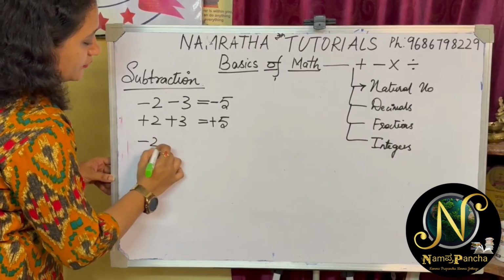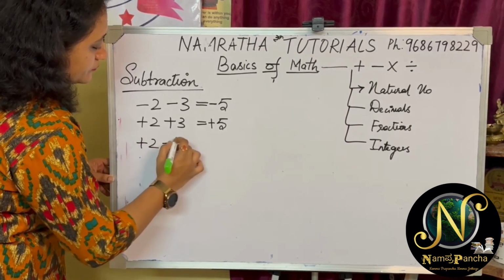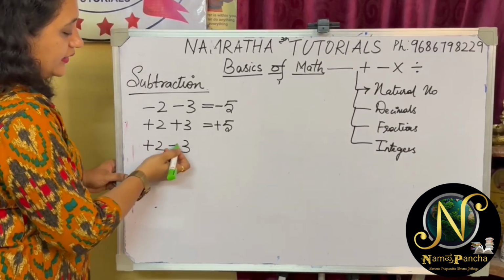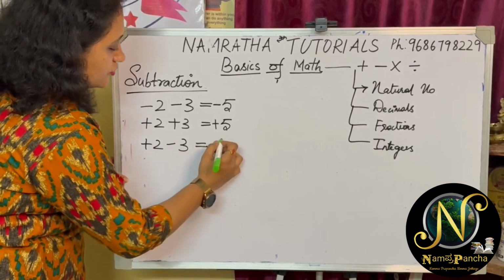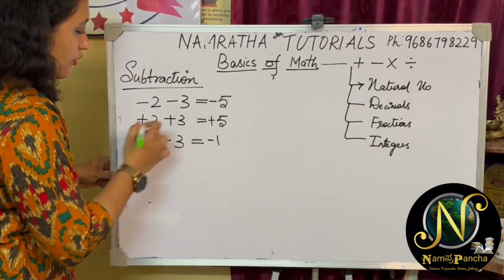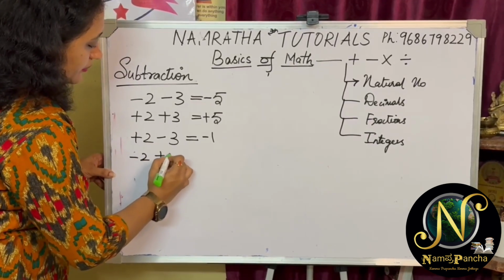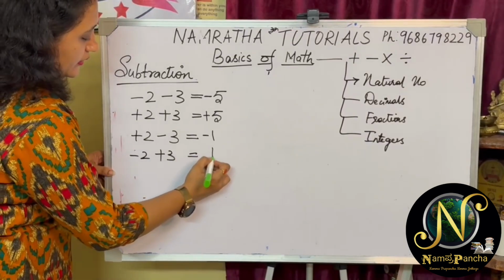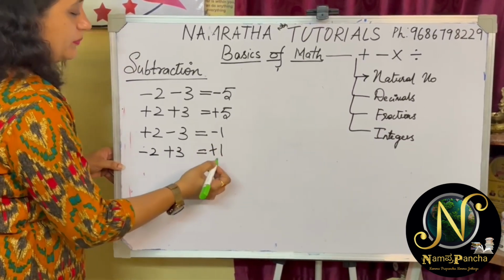Let's take one negative and one positive for the subtraction. So here plus 2 and minus 3, it is different symbols, so we have to perform subtraction. 3 minus 2 is 1, bigger one is 3, so minus. Same way subtraction on both negative and positive number. So here 3 minus 2 is 1, the bigger one is 3, so it has plus, we have to put plus.